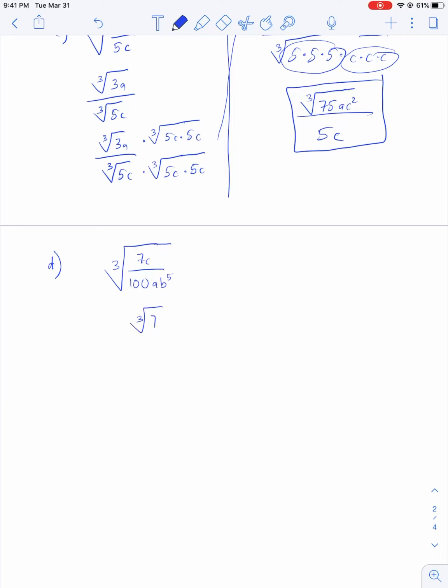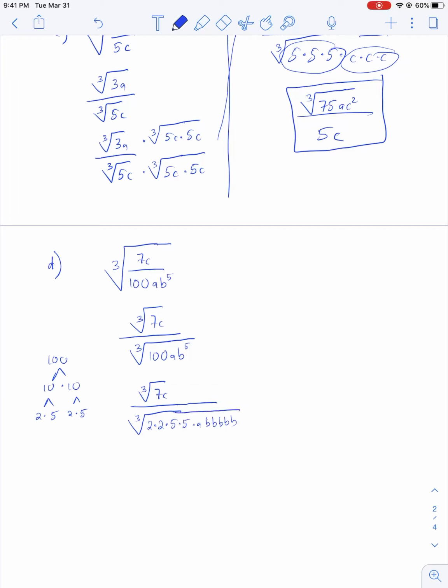Okay, so this is the third root of 7c over the third root of 100 AB to the power of 5. Right? We can't do anything with the top. We can't break that up any further. But this 100, all right, well, that's 10 times 10. All right, and this is a 2 times a 5. And this is a 2 times a 5. All right, so now we got third root. I got a 2, a 2, a 5, a 5. And I have 1 A, and I got 1, 2, 3, 4, 5 B's.